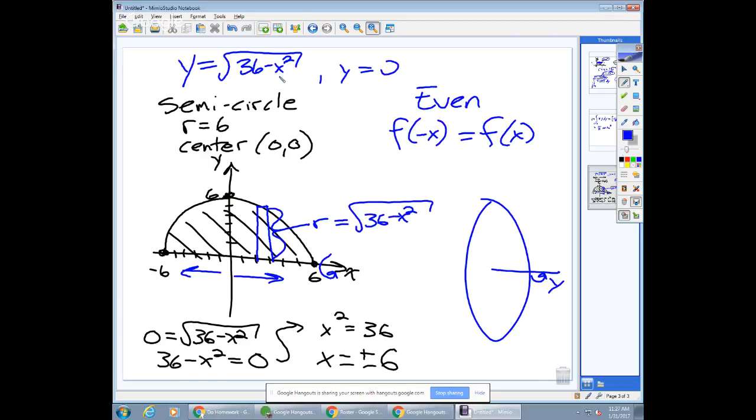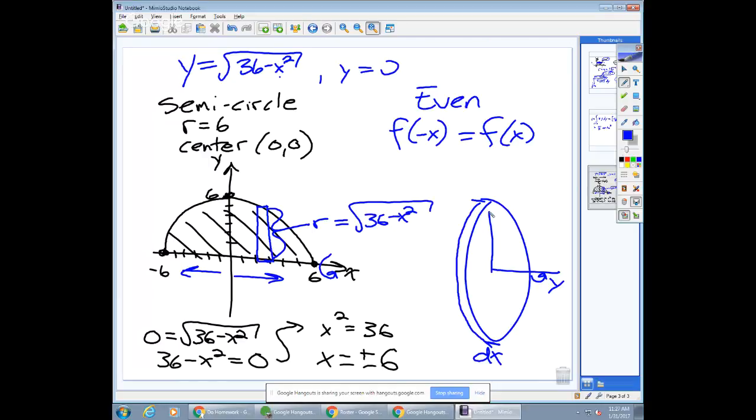Okay, as far as my disks over here that we're going to generate, their width is a dx, right? Always verify that. And we have the radius as a formula in terms of x. So I think we're ready to go.